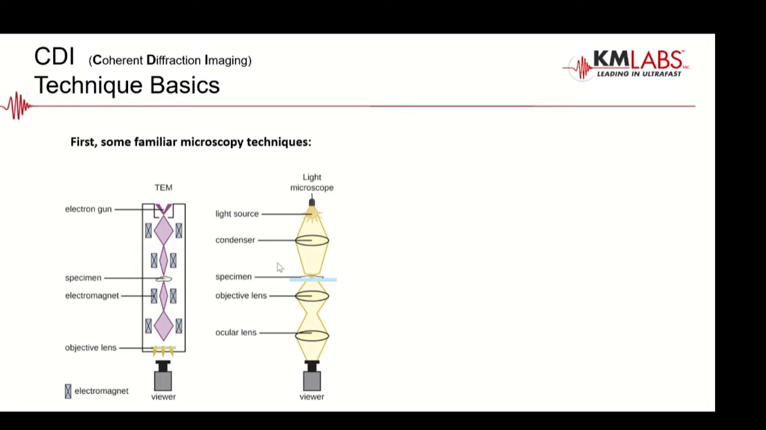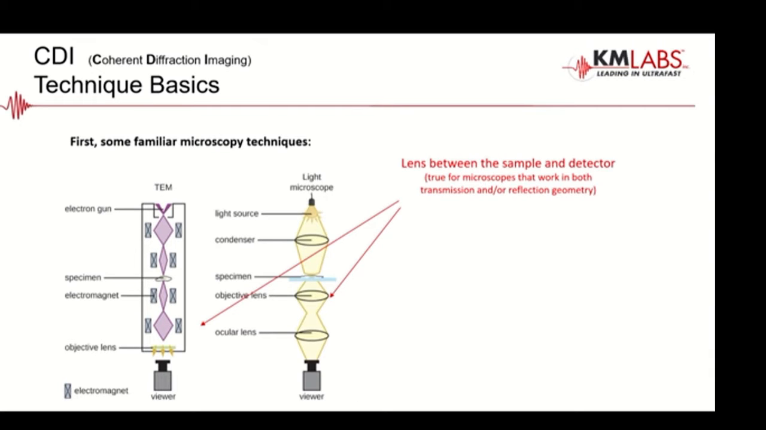operating in transmission mode. Basically you have light, or in the case of the TEM, electrons coming from a source, goes through some kind of optics to focus it onto the sample, and then some of the either electrons or light are transmitted, and then they're focused by another objective lens onto some kind of viewer or a camera at the bottom here. And the reason I point this out in particular is that I want to take note of the lens that exists between the sample and the detector or the camera.